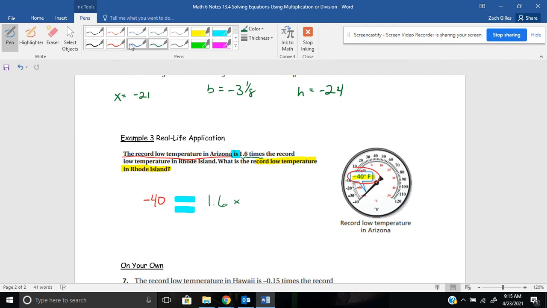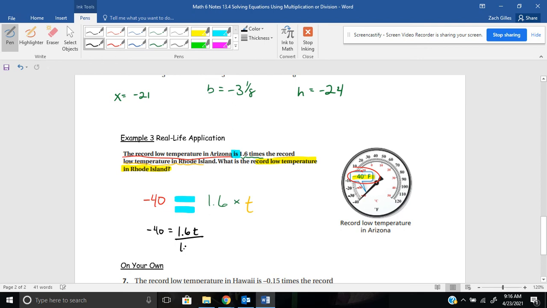Okay, do I know the record low temperature in Rhode Island? Well, the answer is no. The record low temperature in Rhode Island, I don't know. That's what I'm looking for. What is the record low temp in Rhode Island? So I'm going to call that T for temperature. So here is my equation. Negative 40 is equal to 1.6 times T. All right, so now I have an equation. Now it's just a matter of solving my equation by isolating T.